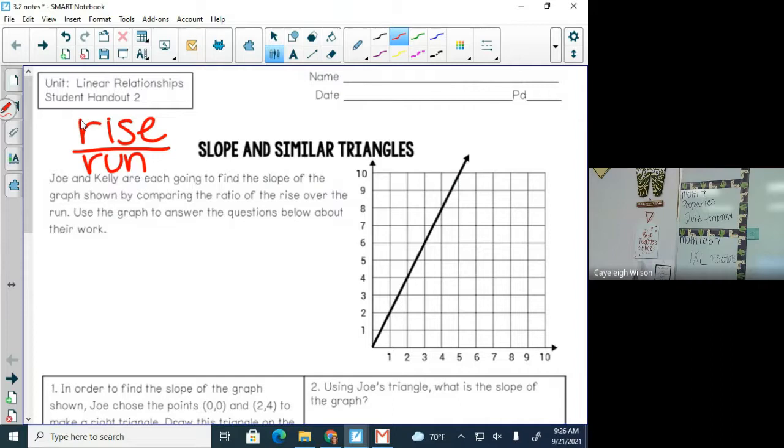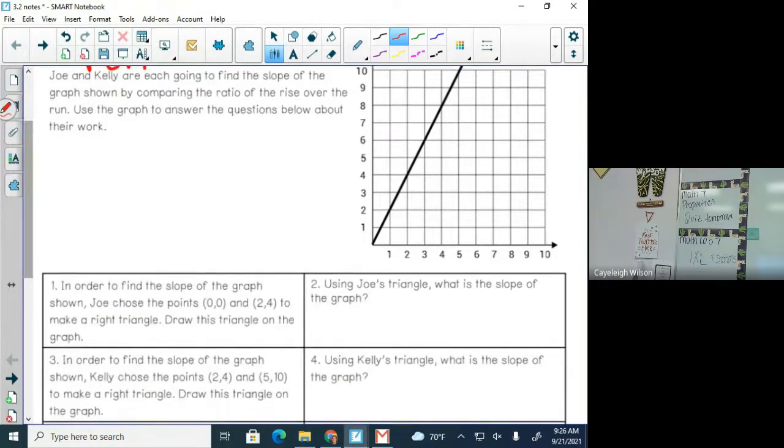All right, so it says Joe and Kelly are each going to find the slope of this graph shown by comparing the ratio of the rise over the run. Use the graph to answer the questions below about their work. So this graph is what all our answers are going to come from. So number one, in order to find the slope of the graph shown, Joe chose the points (0, 0) and (2, 4) to make a right triangle. Draw this triangle on the graph.